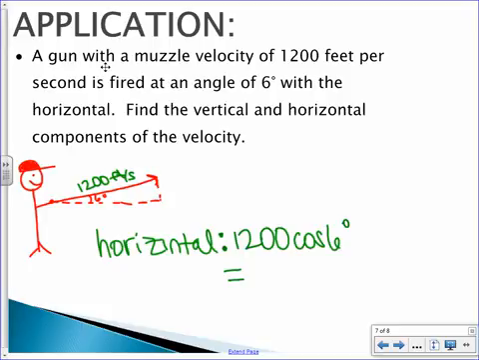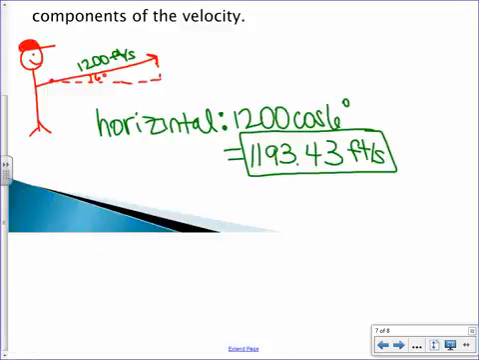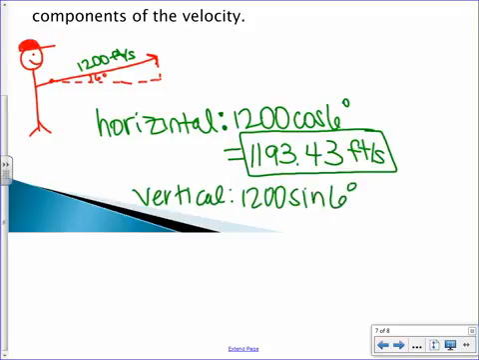Anybody have something for me? 1,193.43. And what would our label be? It's actually still feet per second. Each component will still have the same label as the magnitude. If you think about it, we're taking 1,200 feet per second times the cosine of 6. So our label is still feet per second. Vertical component, we're going to take 1,200 times the sine of 6 degrees.